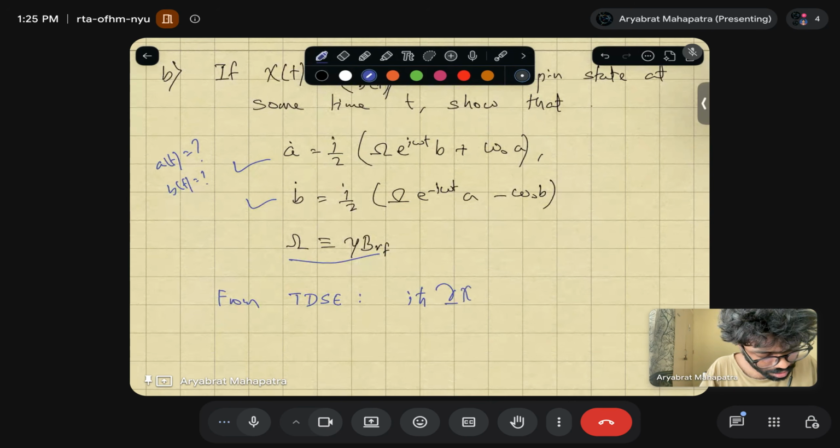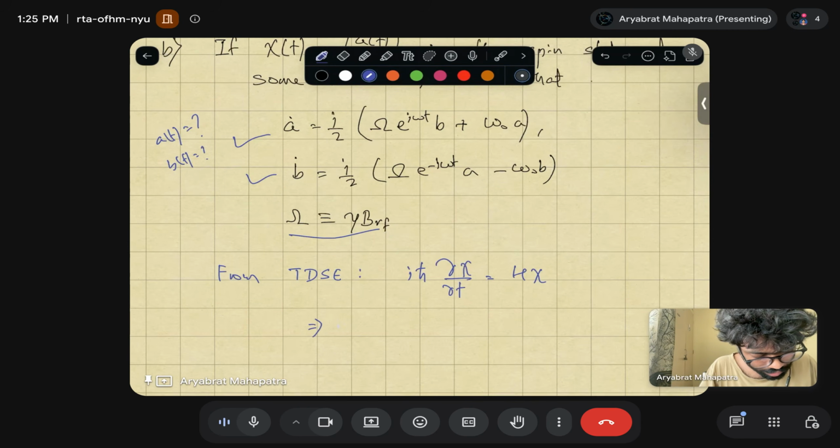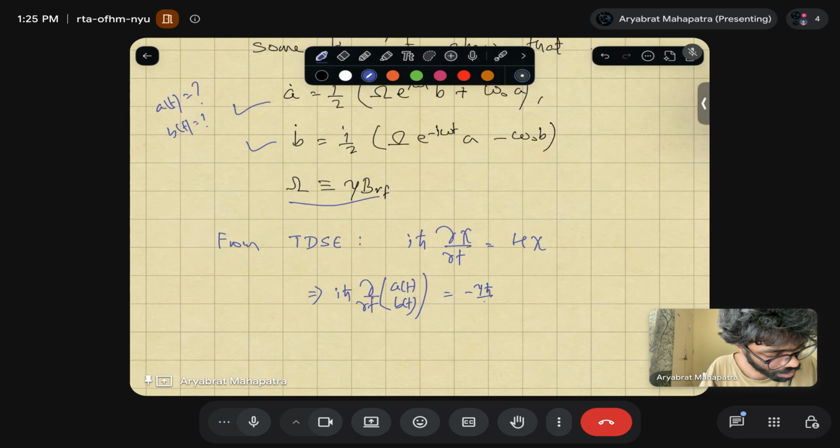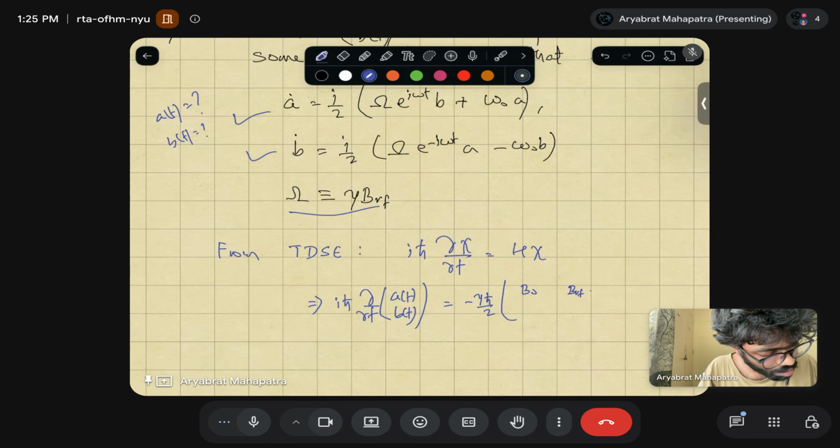Then you can write down iħ ∂/∂t of (a(t), b(t)). Then H, as we just found out, is minus γħ/2 times the matrix with first row B0 and B_rf e^{iωt}, and second row B_rf e^{-iωt} and minus B0, acting on (a(t), b(t)).